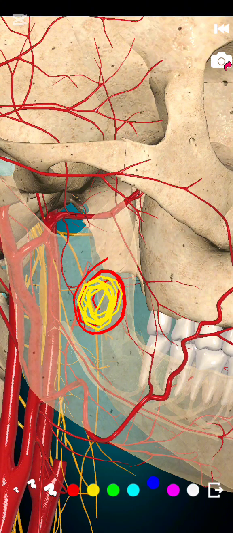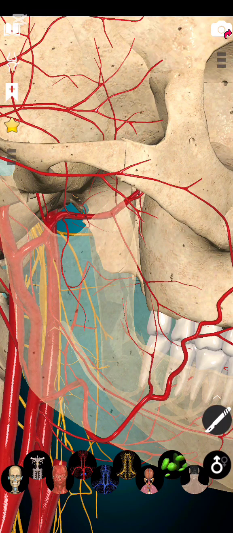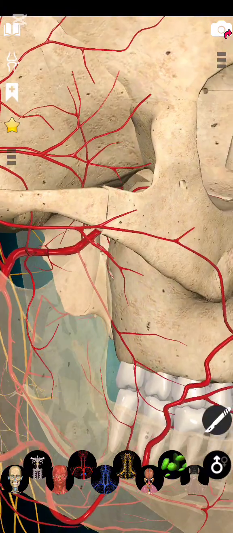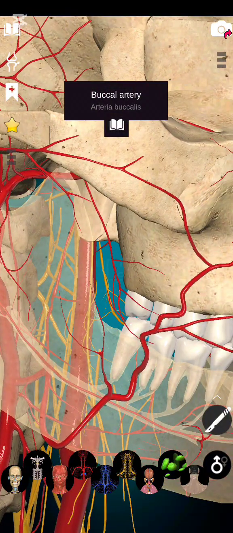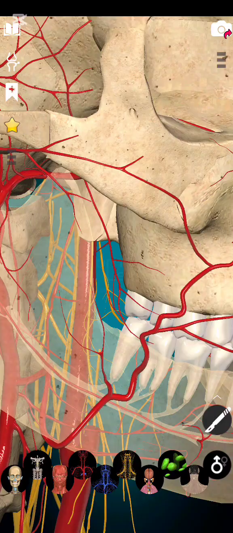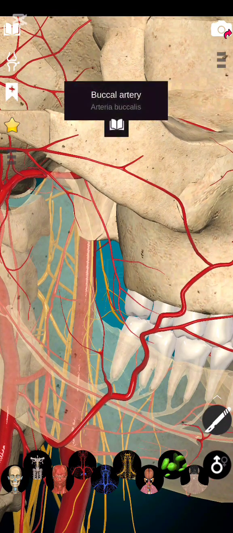So remember, we have the masseteric artery from the facial artery. We also have another masseteric artery from the maxillary artery coming to supply this muscle in the middle here. And then the other one that we need to appreciate is the buccal artery. The buccal artery is going to supply the cheeks. Buccal artery. So on both sides.